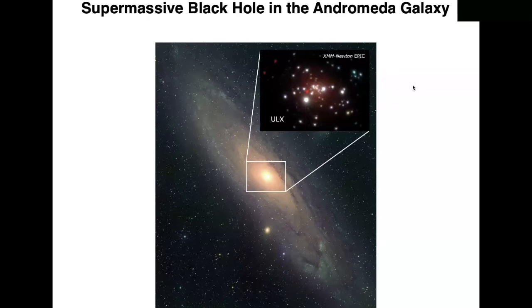The spectra of gas and stars in the central regions of galaxies reveals that most, if not all, bright galaxies harbor a supermassive black hole at their center. For instance, M31, the Andromeda galaxy, has a black hole with a mass of over 10 times the mass of our own galaxy's supermassive black hole.